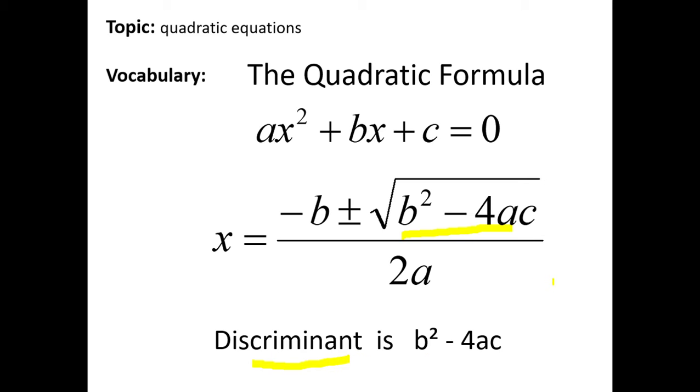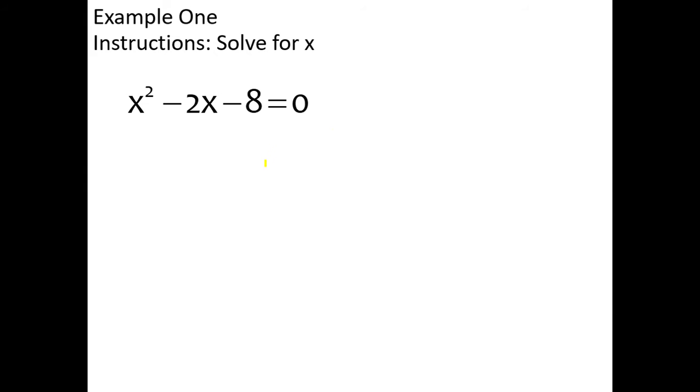Let's look at our first example. Example number 1. Okay, this is a quadratic equation. You know it's a quadratic equation because the largest exponent in the equation is a squared, so the variable squared. So this is a quadratic equation. All right, so we're going to solve for x.